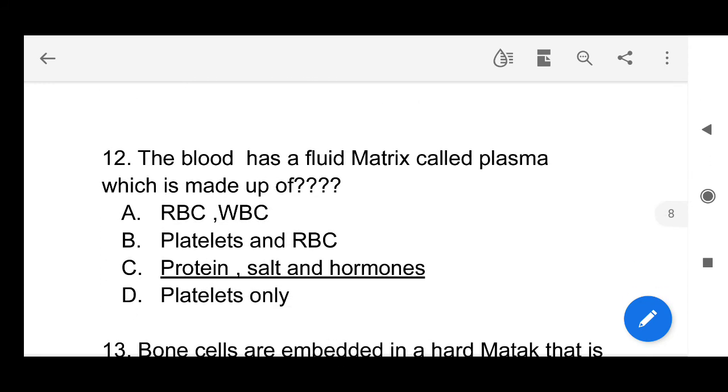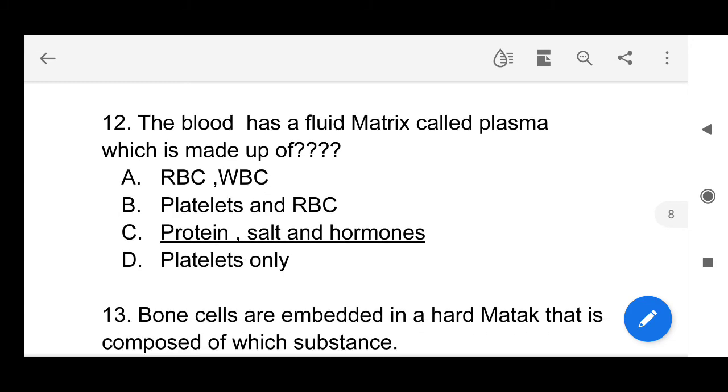The blood has a matrix called plasma, which is made up of. So see here, blood plasma is nothing but a colorless liquid which is made up of proteins, salts and hormones. So other constituents of blood are RBC, WBC and platelets also. So RBC helps in transport of oxygen, whereas WBC provide immunity by killing bacteria, and platelets help in clotting of blood.